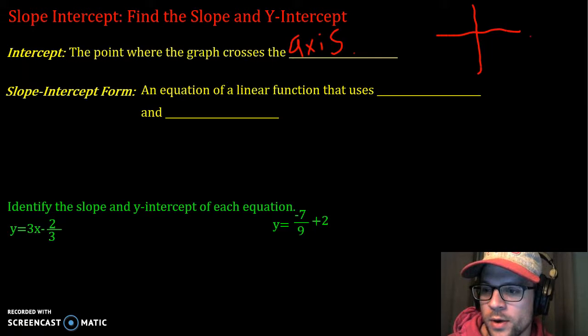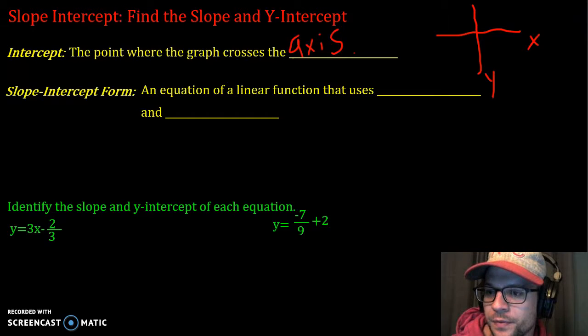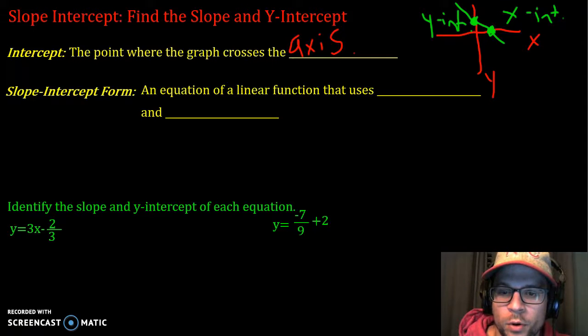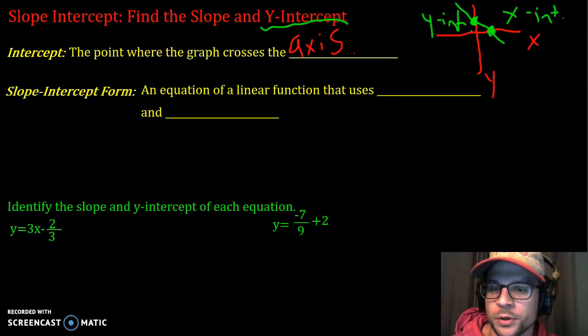Remember, you have your x and your y-axis. Your x is your horizontal, your y is your vertical. Any point on a line that crosses the x-axis right here is going to be your x-intercept. Okay? Then any line that crosses the y-axis, or the vertical up and down axis, is your y-intercept. So what we're going to focus on today in slope-intercept form is the y-intercept. So we're looking at points that cross the y-axis.